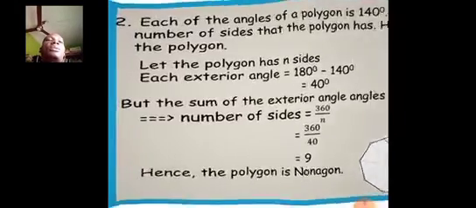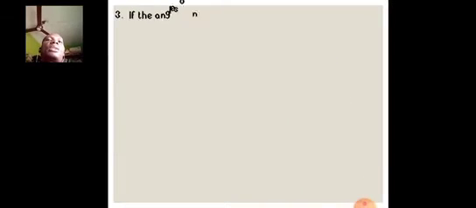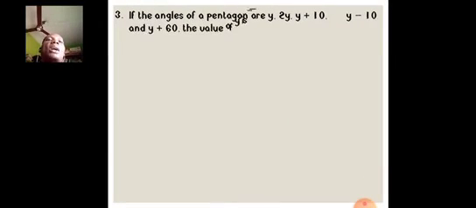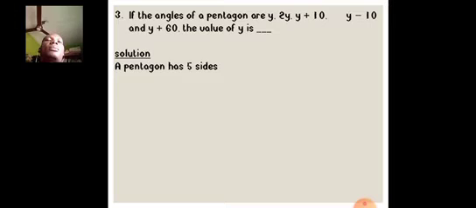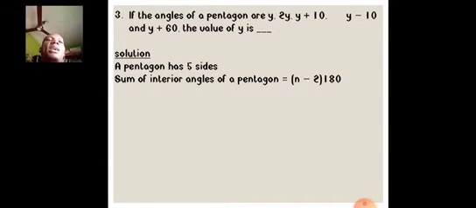Let's try another question that looks like this. The question says that if the angles of a pentagon are y, 2y, y plus 10, y minus 10, and y plus 60, find the value of y. So a pentagon has 5 sides, and using the formula (n minus 2) times 180, put the 5 there to replace n in order to find the sum of the interior angles. That will be (5 minus 2) times 180. Simplify that, you get 540. So the sum of interior angles in that pentagon is 540.